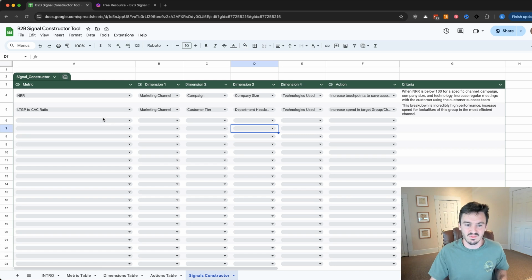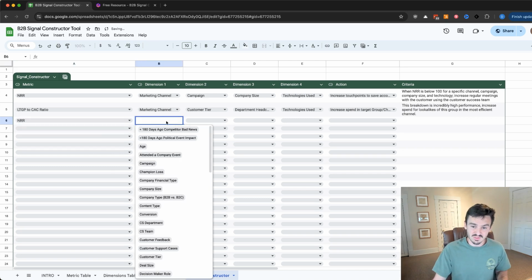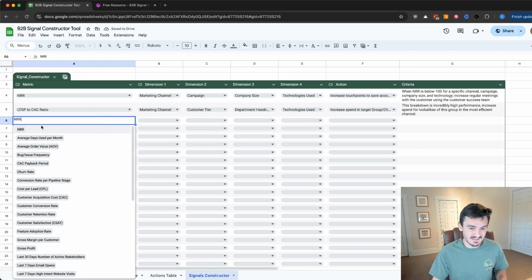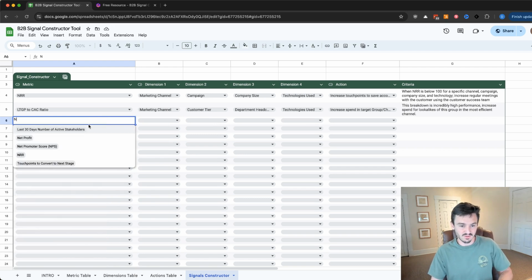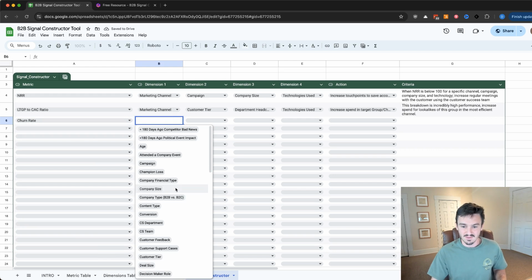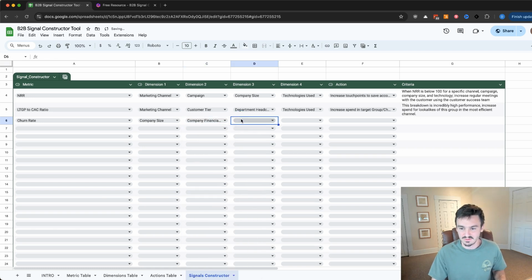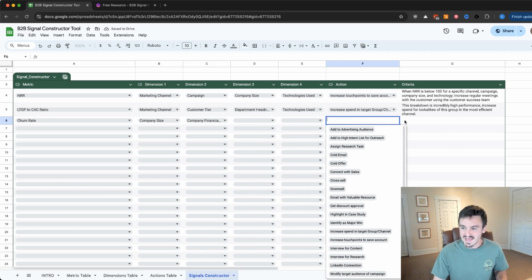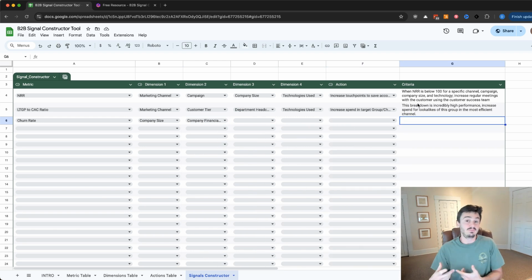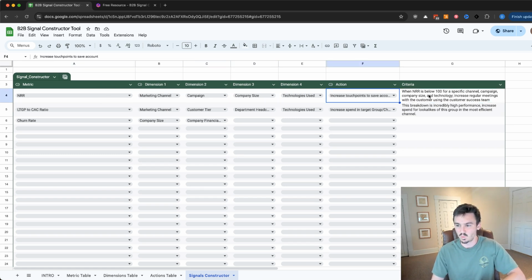And you can combine this with multiple signals. So let's say you want to do NRR again, and then you can do different dimensions, or you could combine NRR with another relevant metric, which would be something like a churn rate. And then you can break this down by different dimensions: company size, company financial type, all these different dimensions, right? And then add an action to that as well. And now you have a playbook to execute on based off of certain data points. And the criteria here is where we are talking about the specifics around the metrics and dimensions, and then that action that needs to be taken.